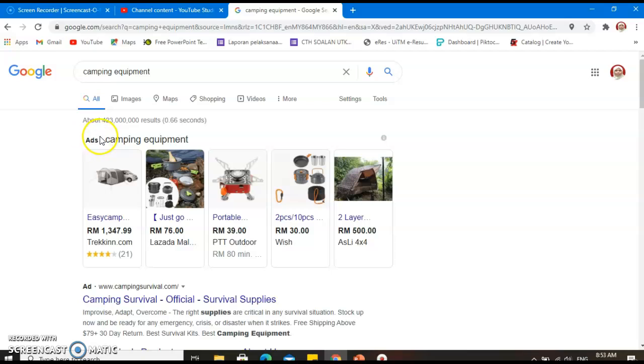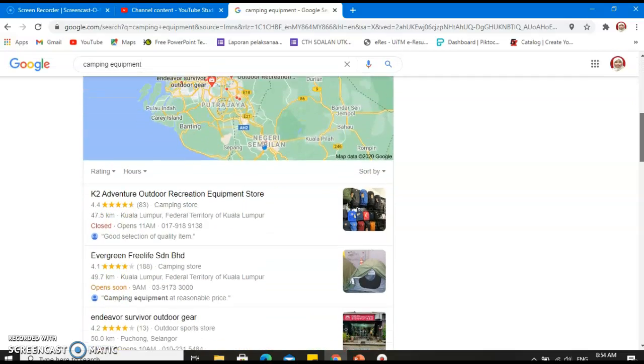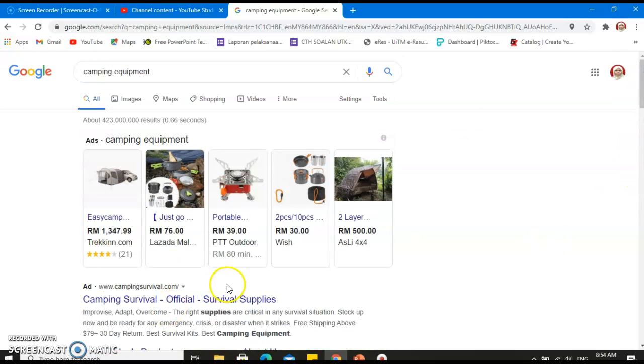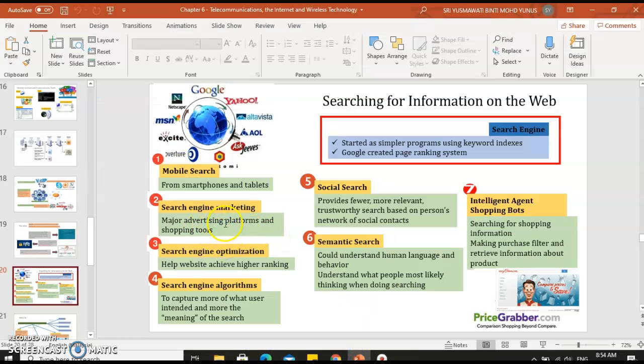Okay, sebagai contoh, search engine marketing ni yang macam ni. You nampak tak yang ni? Okay, kalau ads, yang ni ada ad. Kalau you tekan yang tu, lepas tu, yang ni dah tak ada kan? So, yang atas ni, once you click benda ni, you click saja, dia akan ada pay dekat situ. Okay, sebab ini adalah ad. So ini adalah search engine marketing. Something that yang you guna, platform yang you guna, major advertising platform and shopping tools.